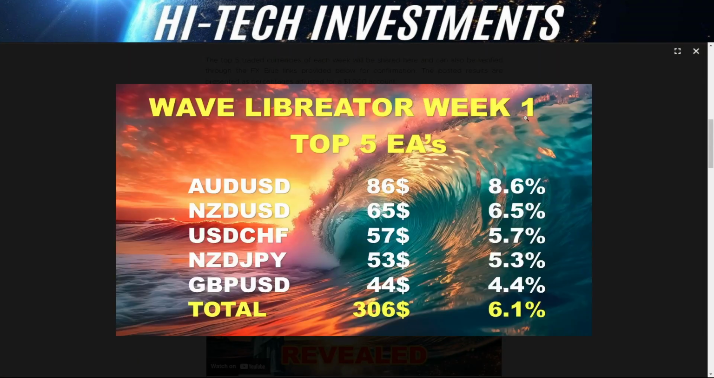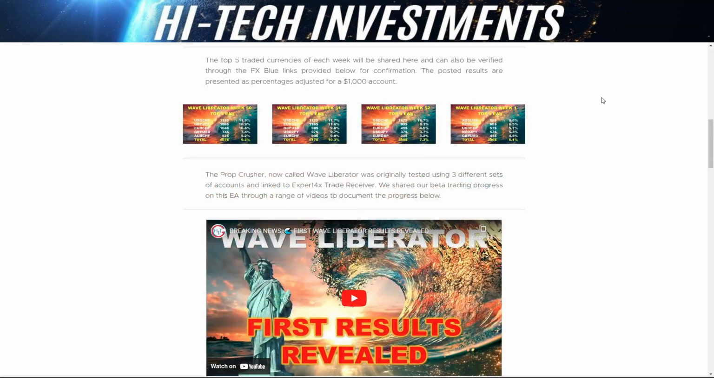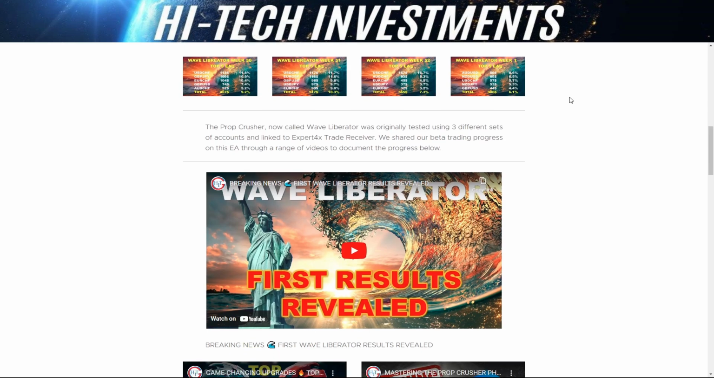And now we're in 2024. Continues to be extremely well. We are in single digits at the moment. So with $86 as the number one for the Aussie USD, and then total 306 or 6.1%. So they are definitely very, very high numbers.